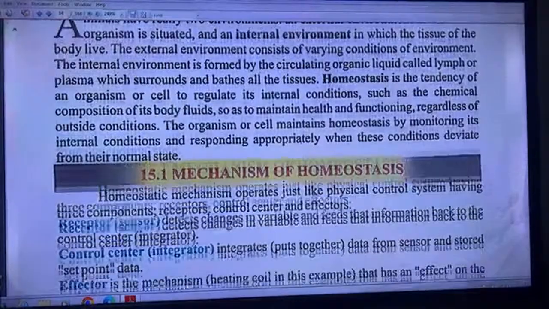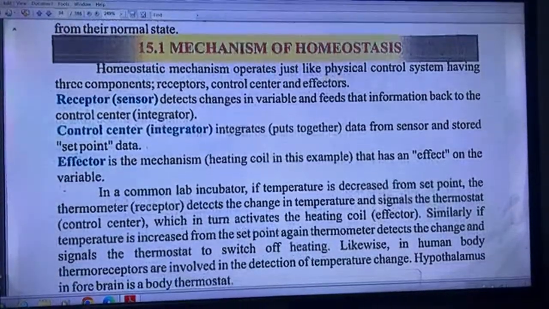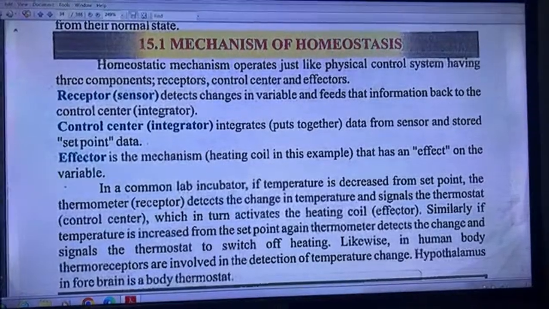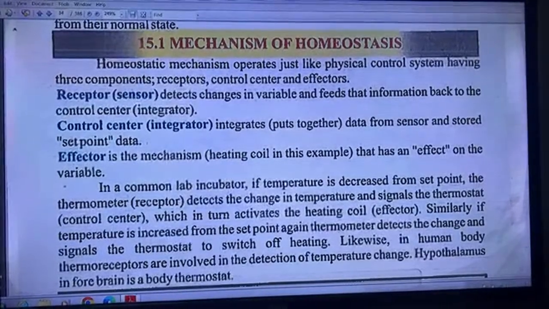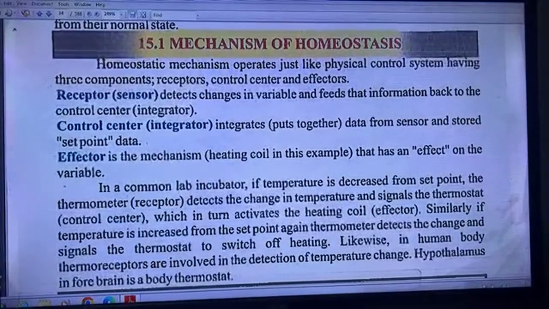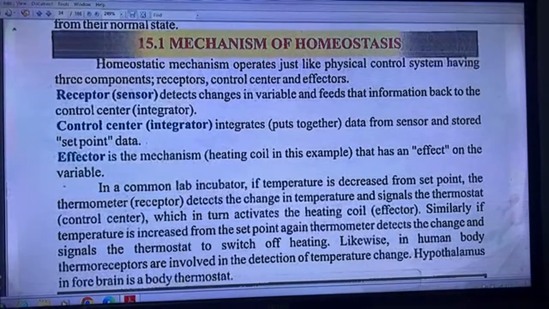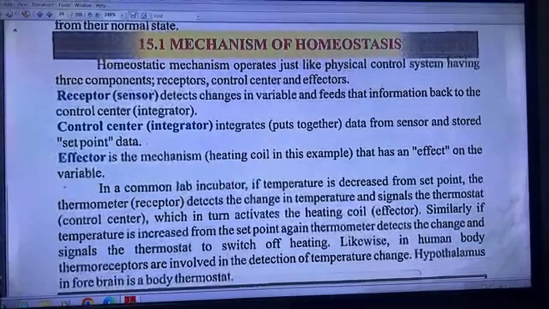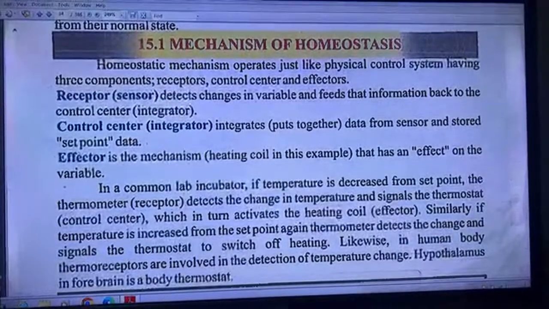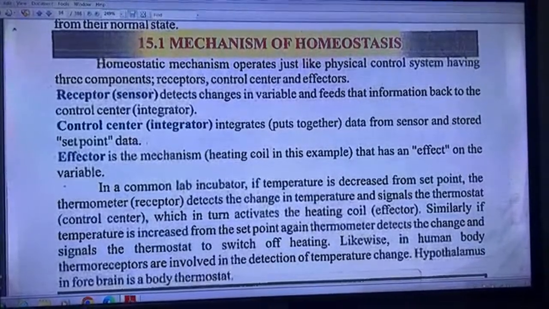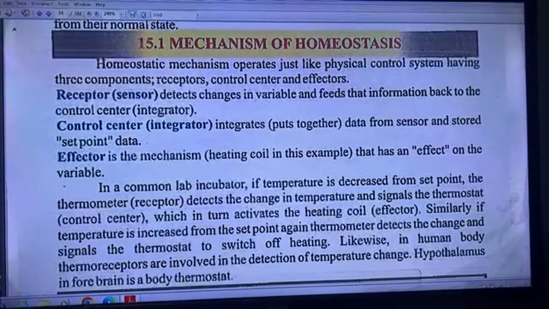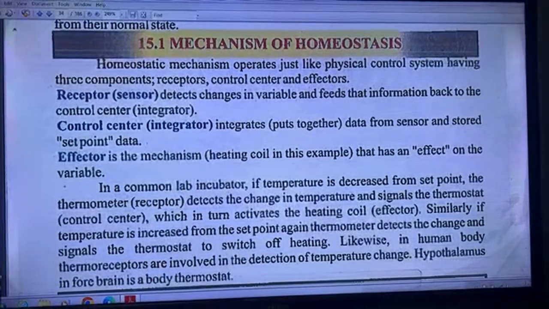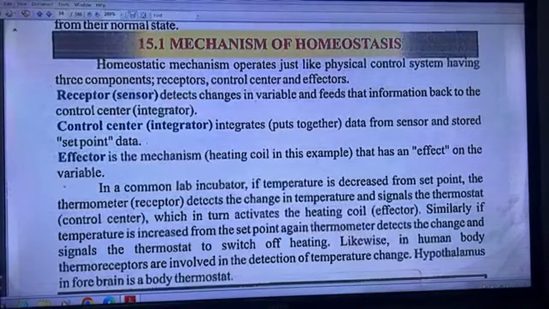Mechanism of homeostasis. The homeostasis mechanism operates just like a physical control system, having three components: receptors, control centers, and effectors. The receptor, or sensor, detects changes in a variable and feeds that information back to the control center, or integrator. The integrator puts together data from the sensor and stores set point data. The effector is the mechanism, the heating coil in this example, that has an effect on the variable.